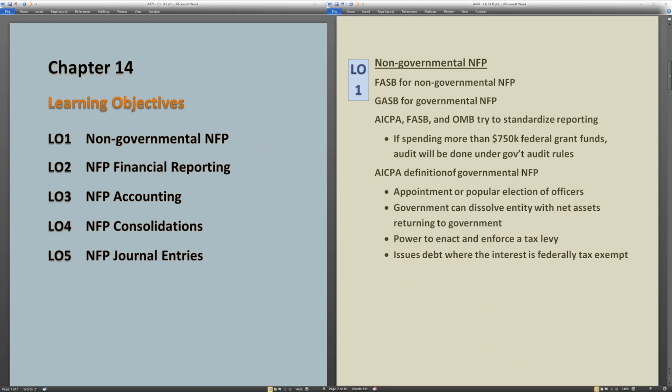Now I've done these out of order because every textbook has its focus. When we did Principles 1 and 2, you may have noticed that we started off with the base case of a sole proprietorship, and then later on we introduced the accounting rules for a corporation. And same with this textbook. They take the base case as governmental and then explain nonprofit later on.